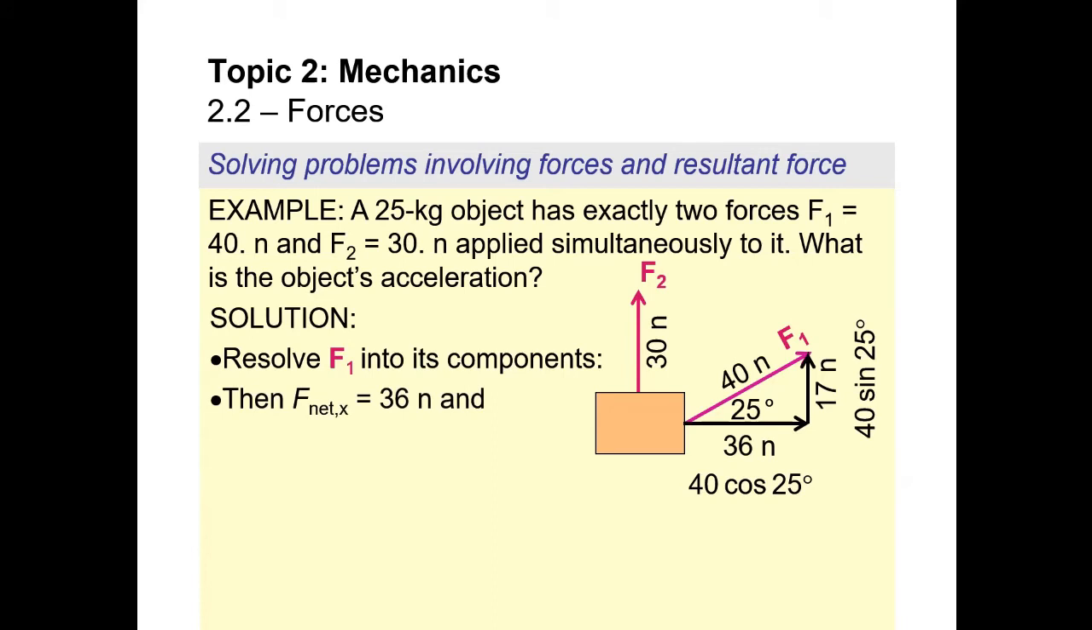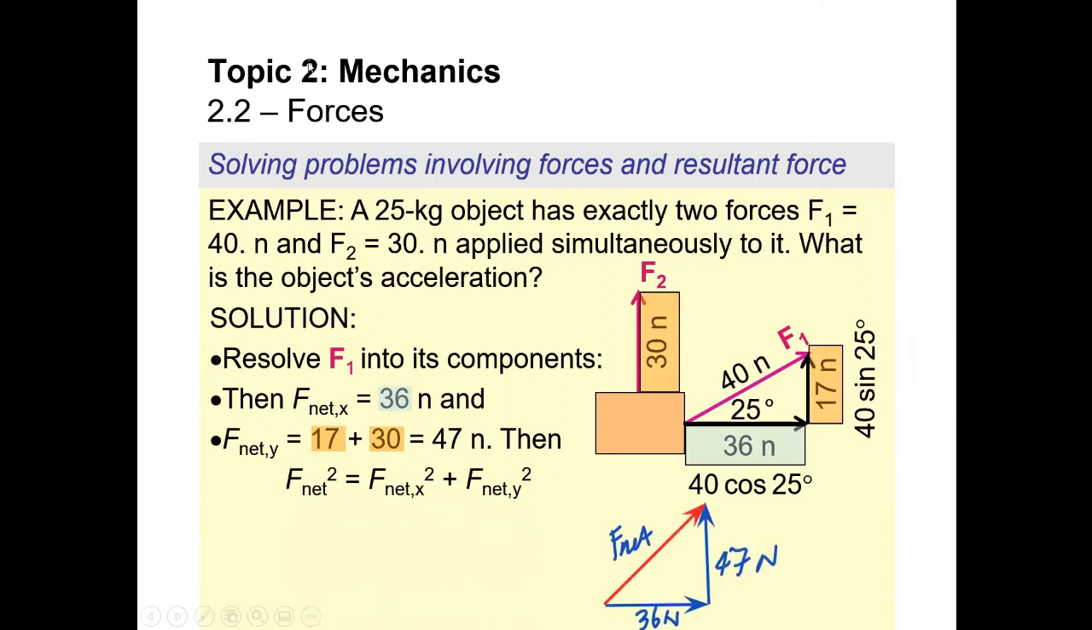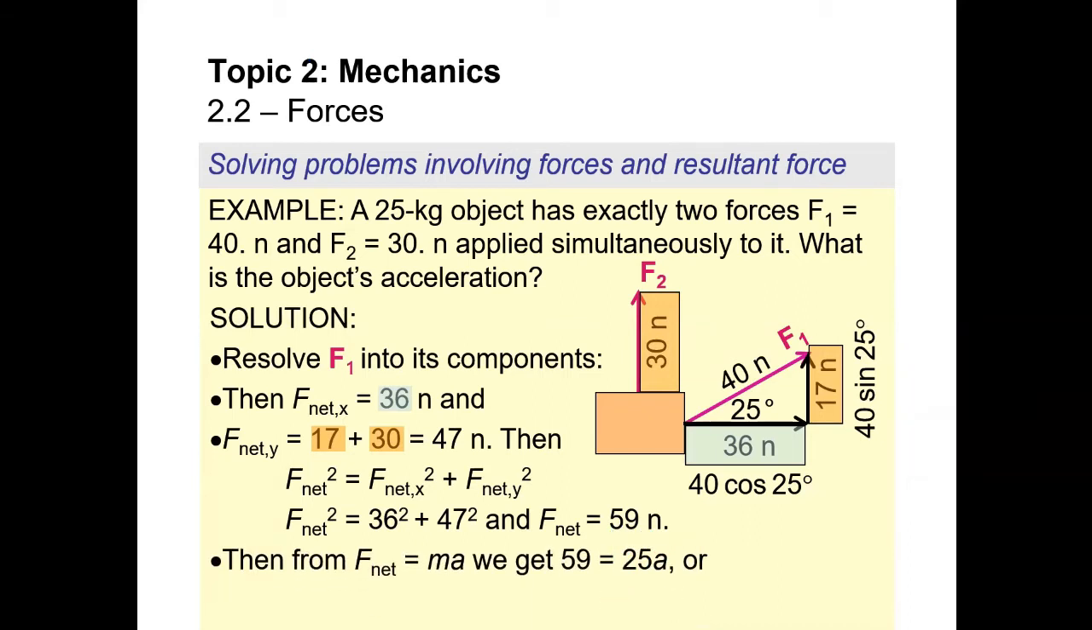Then the net force in the x component is only 36 Newton, as we have only one force in the x component. For F net in the y component we have two forces, 17 plus 30, which is 47 Newton. Then F net squared equals F net x squared plus F net y squared. That gives us F net equals 59 Newton. Then from F net equals ma, the net force is 59 and the mass is 25, so the acceleration is 2.4 meters per second squared.